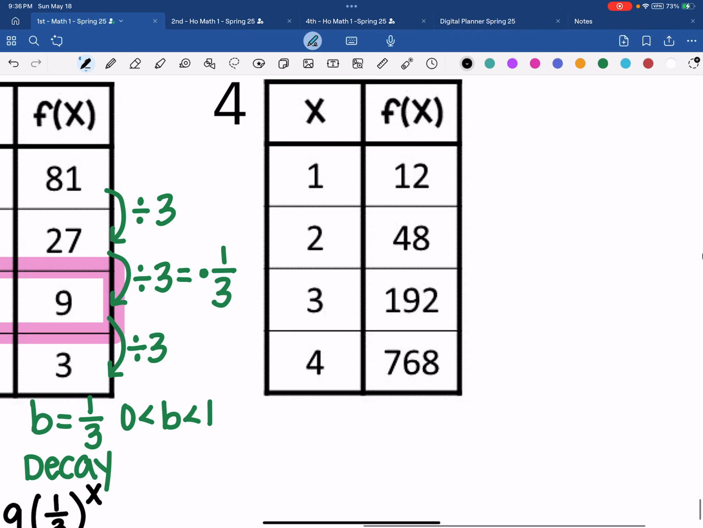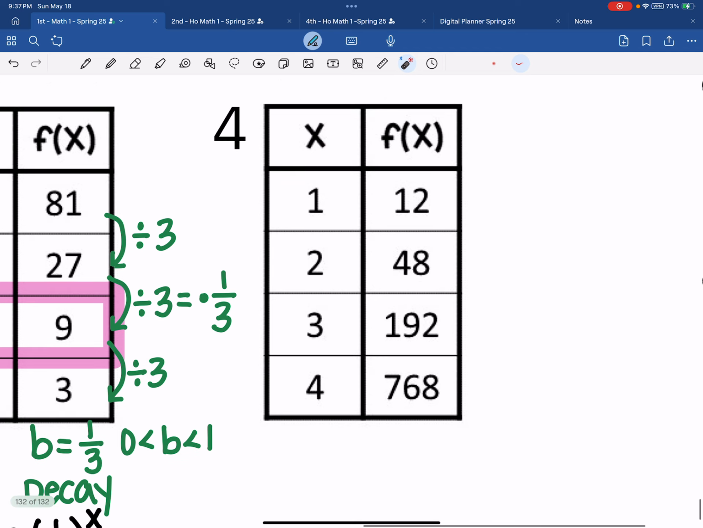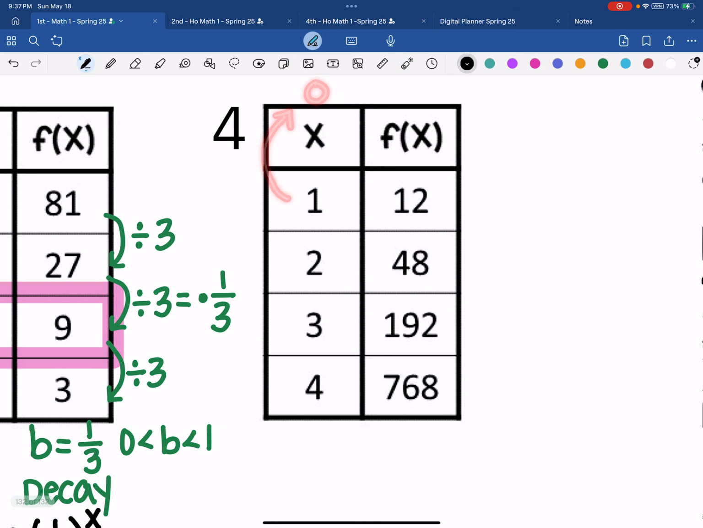Now, in this last one, what you're going to notice is, where is my 0? I have a 1, a 2, a 3, and a 4. They're all in order. They're consecutive, but where's the 0 to find the a value? We don't have it. So if you remember when we did linear, we had to work our way backwards to find the 0. We're going to have to do the exact same thing here. We're going to have to work our way backwards and find the x value of 0. But before we can do that, we've got to figure out the pattern that's happening.